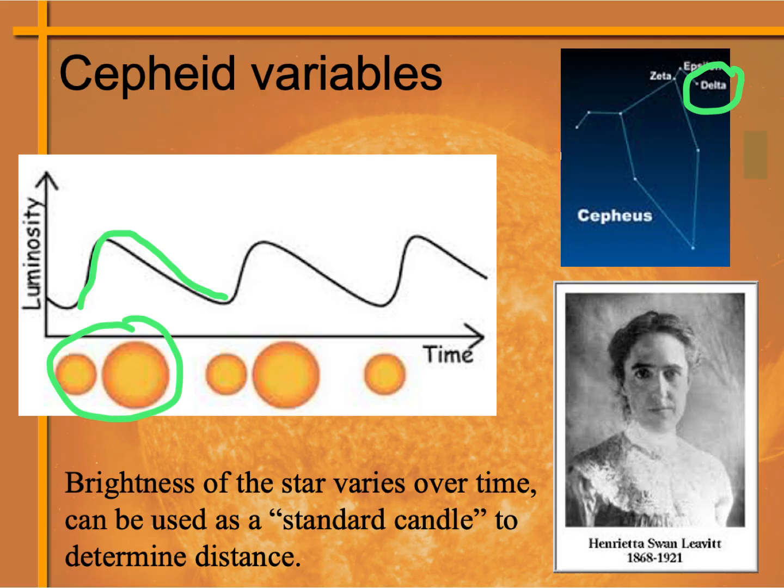The time period over which the star pulsates is directly related to its brightness. That means that these types of stars can be used as standard candles. This means that if we know how bright an object should be, and we compare it to how bright it looks, we can actually do a calculation to figure out how far away the star is. That means if we can observe a Cepheid variable in another galaxy, we can actually figure out how far away the galaxy is.